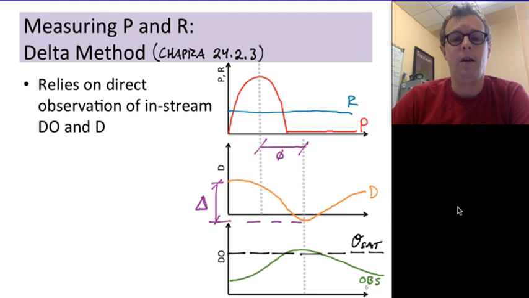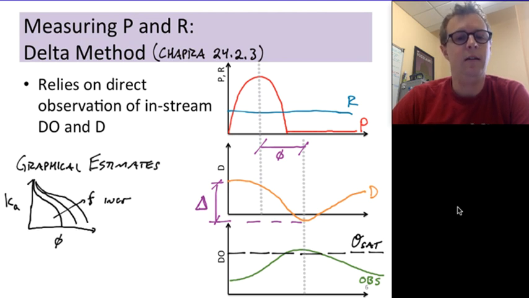And then the second parameter you need is the delta, and that's basically the range of deficit. So the highest value of deficit minus the lowest value of deficit you had through the day. Chopra goes through the equations for this. I'll show you the shortcut, which is graphical. There are two plots in lecture 24 that you'll need.